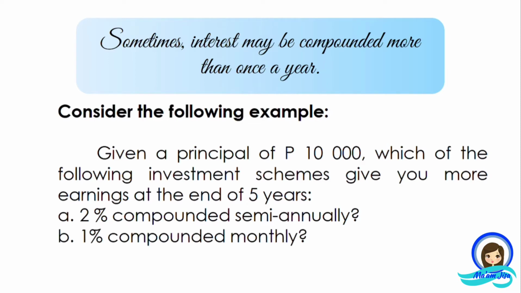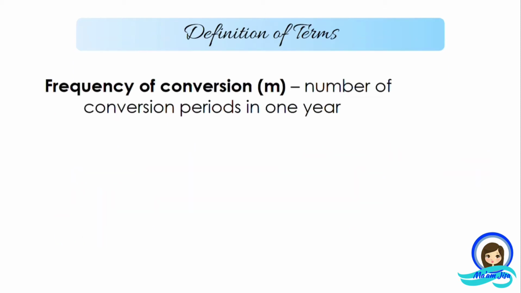1% compounded monthly. Take a look that for letter A, the rate of 2% is compounded semi-annually, but on the second investment scheme, the 1% is being compounded monthly. If it's you who will be the one to choose between these two investment schemes, what would you choose? A or B? Before you answer, let us solve the amount. Let us familiarize ourselves with the following terms first.